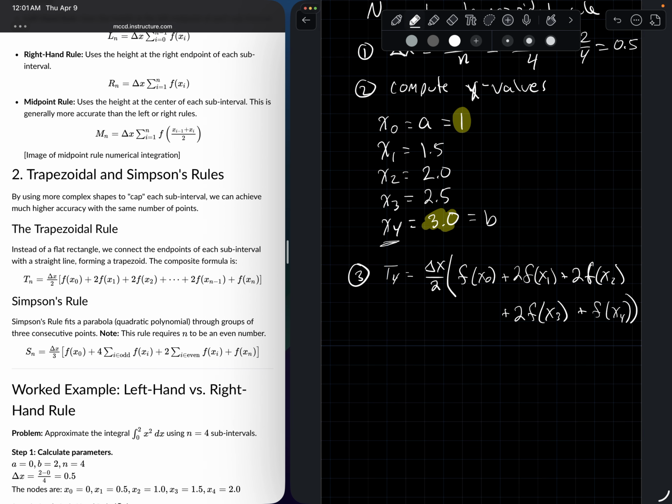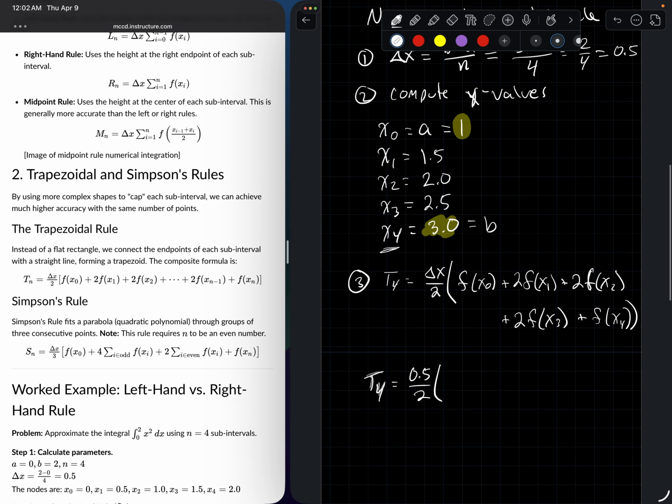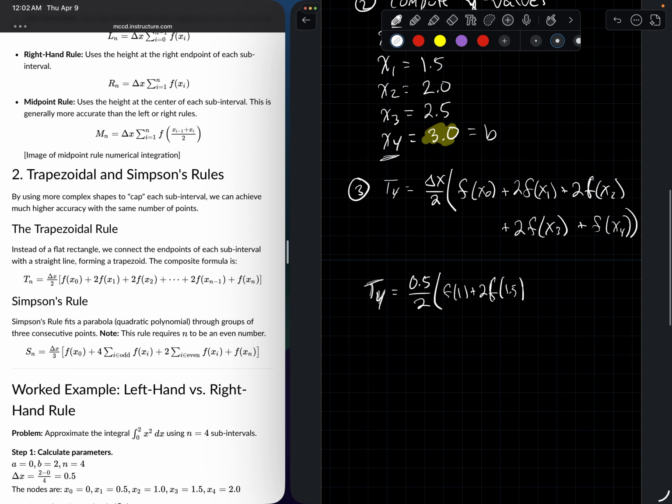And then at that point, we would basically just need to fill in the values. So the T4 would be delta x, which is 0.5, over 2. And then f of x0, right? Of course, x0 is 1. And so it'd be f of 1 plus 2 f of 1.5 plus 2 f of 2 plus 2 f of 2.5, and then plus f of 3.